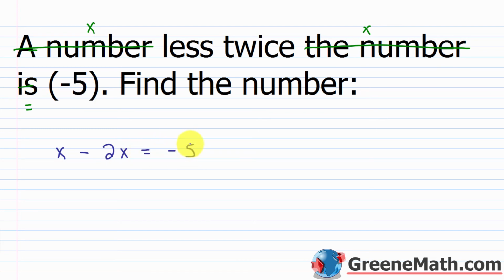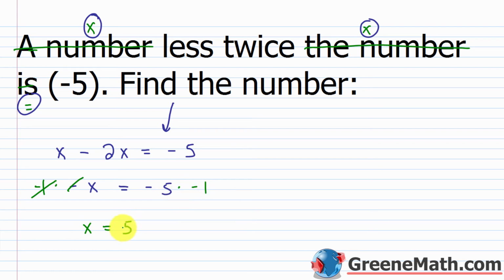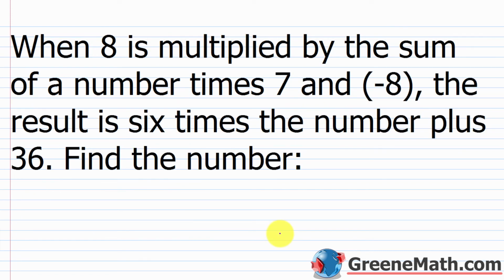Again, once you label things like this, it's very easy to go from this to this. So now I have x minus 2x, that's negative x, and this equals negative 5. If I multiply both sides of the equation by negative 1, or divide by negative 1, whatever you want to do there, this cancels with this, and I have x is equal to negative 5 times negative 1, which is 5. So the number is 5. Okay, let's look at one that's a little bit more complicated now.